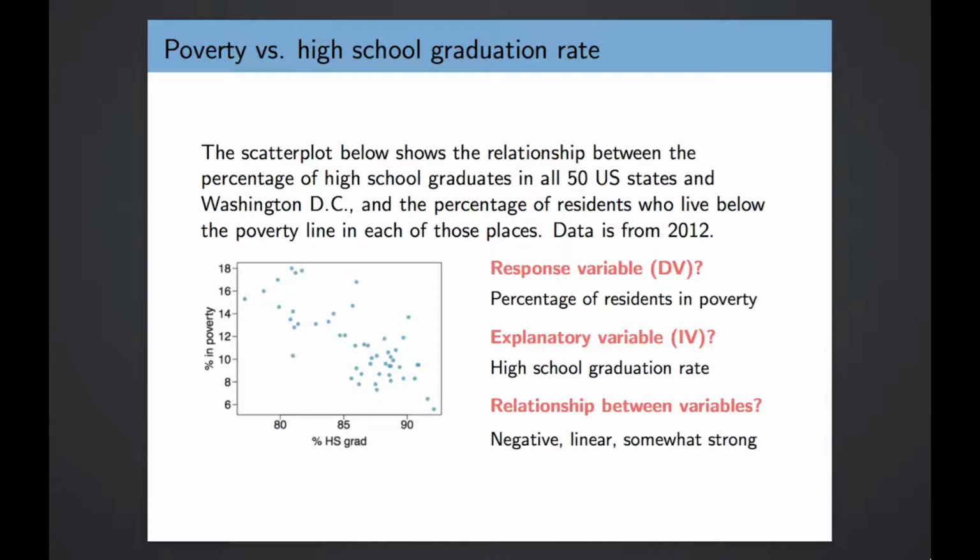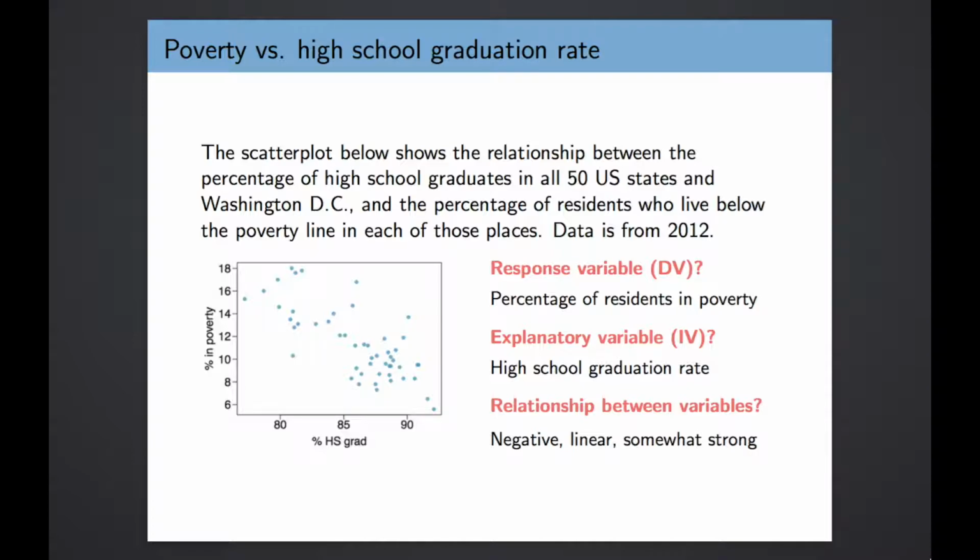However, when we're looking at a scatter plot, we do have specific information about which variable is considered to be the response variable and which variable is considered to be the explanatory variable. The dependent variable, the outcome that we're interested in, is always plotted on the y-axis, the vertical axis, and the explanatory variable, the independent variable that we're interested in, is plotted on the x-axis, the horizontal axis. So based on the way that this data is plotted in the scatter plot, we can tell that the percentage of residents in poverty is our dependent variable, and the high school graduate rate is the independent variable.